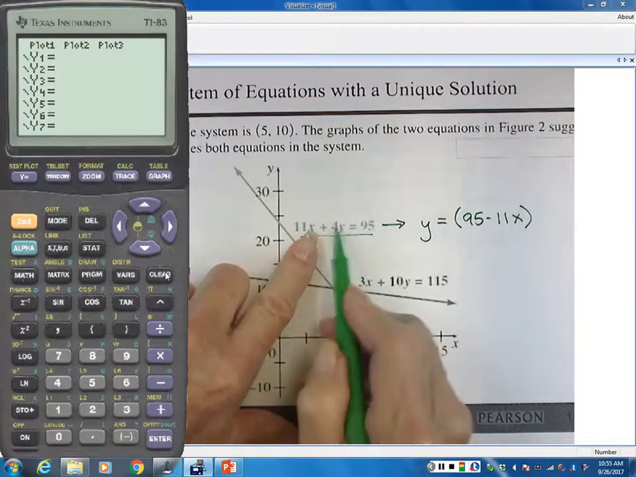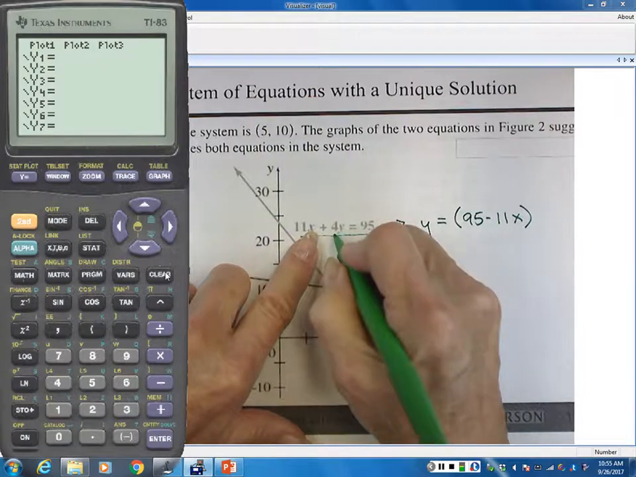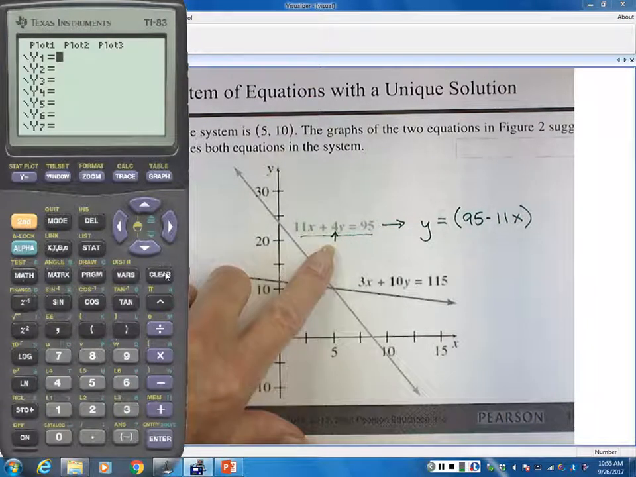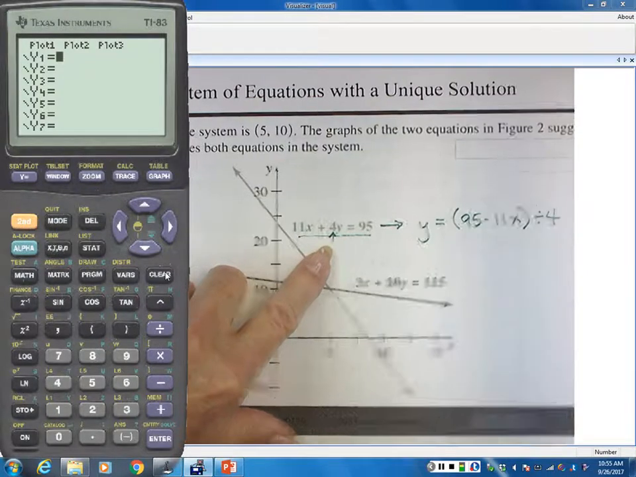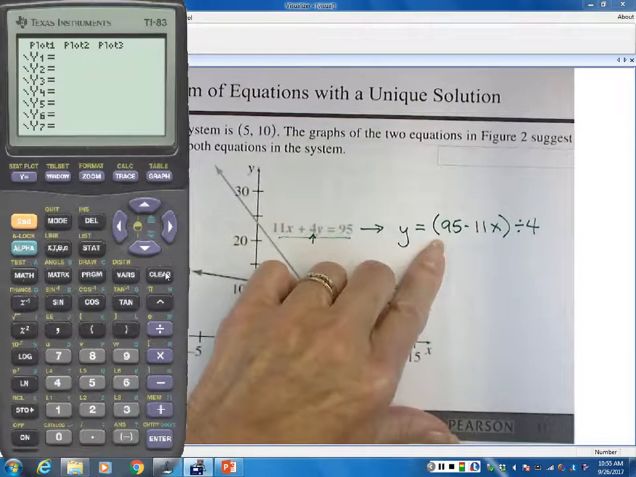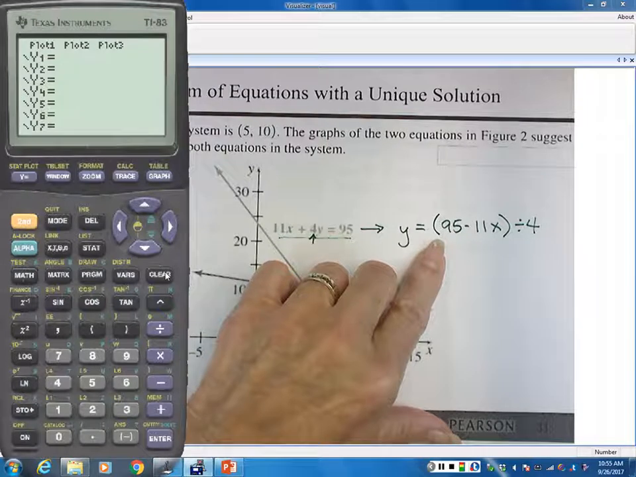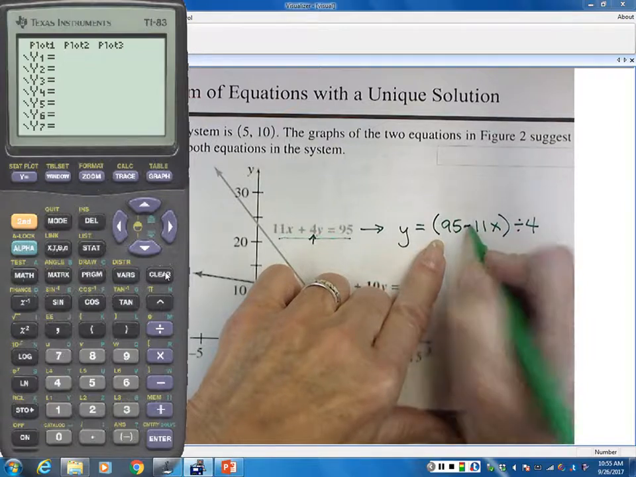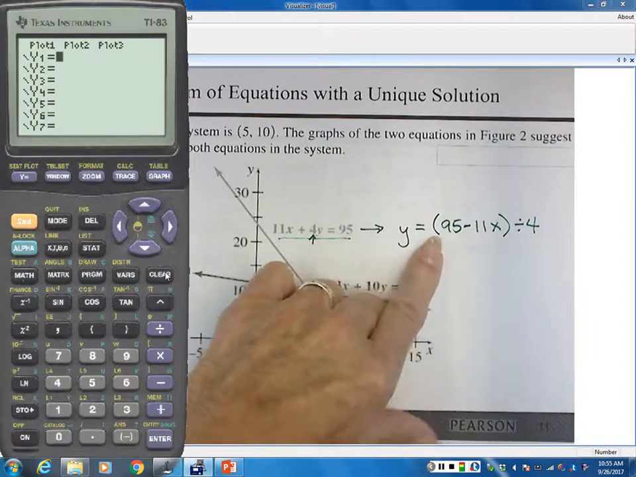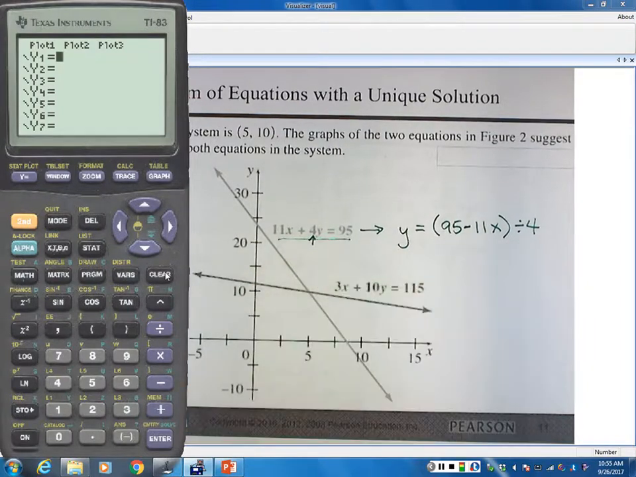And then the next thing you would have to do is divide both sides by 4. Now that doesn't look like y equals mx plus b. That is not in slope-intercept form. If I convert it into slope-intercept form, that means I have to divide negative 11 by 4 and I have to divide 95 by 4. But my calculator knows how to do arithmetic, so it doesn't need any help from me.